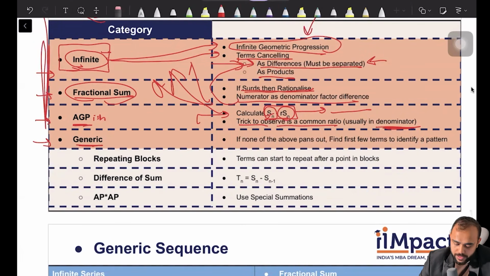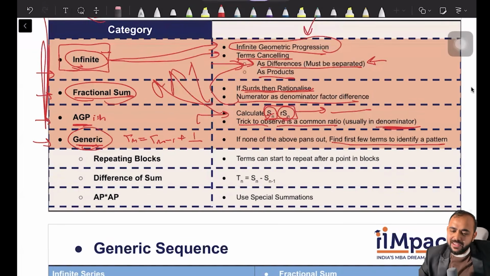Then what we can do is find the first few terms and identify a pattern. Now obviously this is not something we will do for fractional sums. Finding the first few terms is going to be complicated there. This is generally used where they give you that Tn is in terms of Tn minus 1. And now I would like to make a callback to our generic functions lecture. There also we had this situation: f of n is equal to f of n minus 1 plus something. And one of the key ways to solve it was to find a few terms, and maybe the pattern will click.